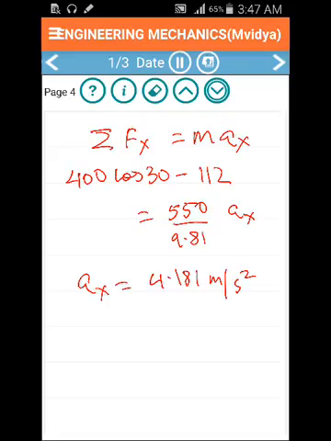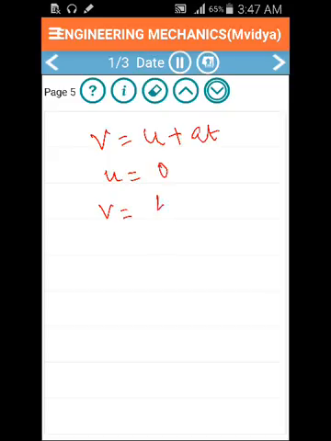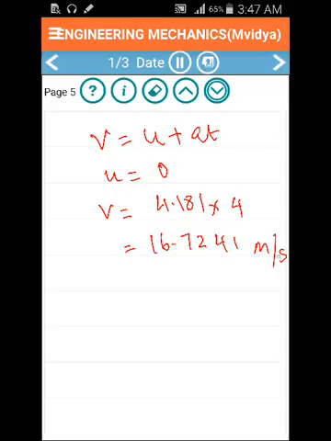We are asked to find what is the speed after 4 seconds. So we'll use the formula V is equal to U plus AT. Since it's starting from rest, U is equal to 0. So V is equal to 4.181 into 4 seconds, which is 16.7241 meters per second, is its velocity.